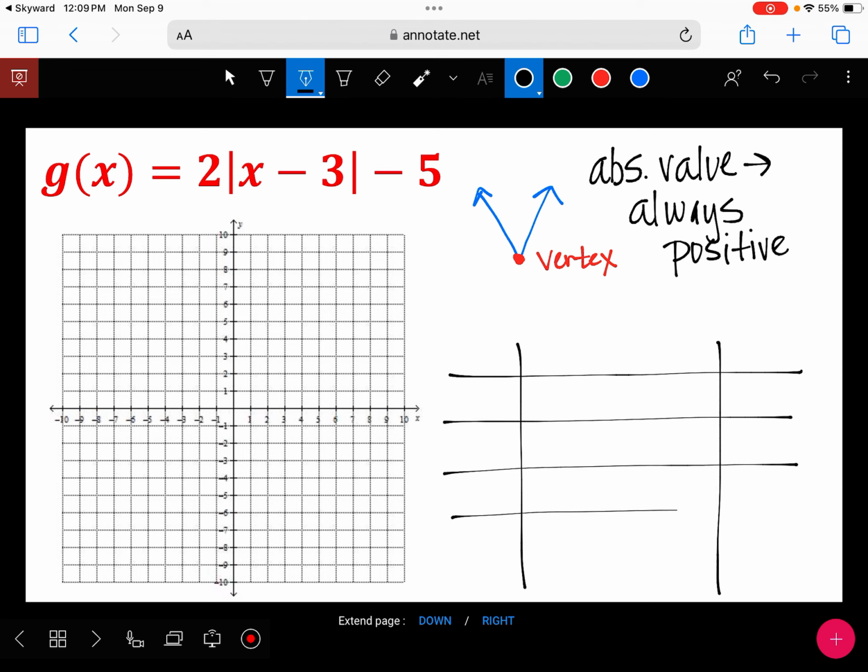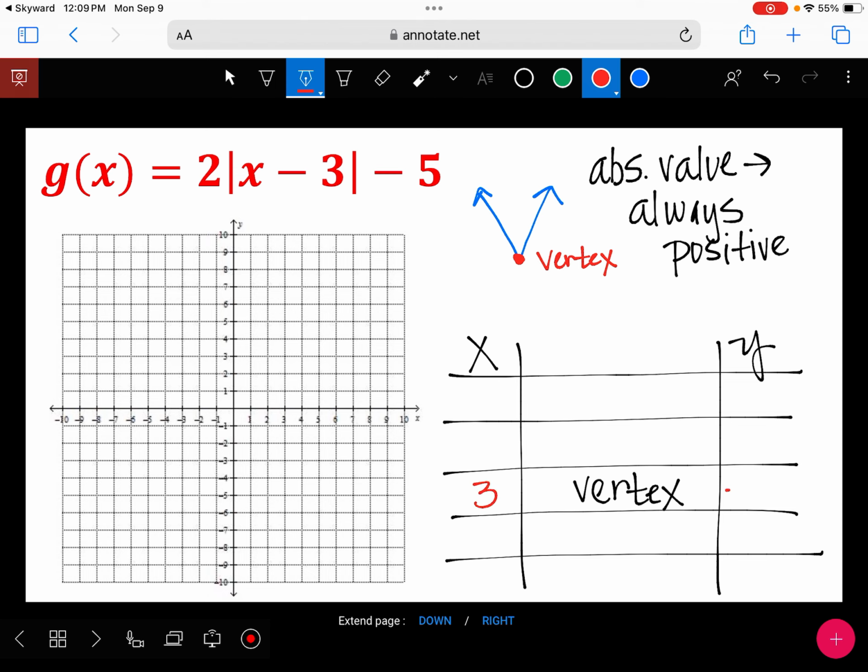So again, I'm going to make my little 5 lines, my X, my Y, vertex in the middle. And where is the vertex? Is it at -3, -5, or +3, -5? +3, -5. And then I'm just going to count back and forward.